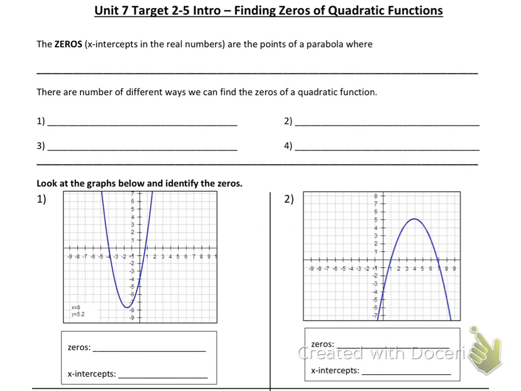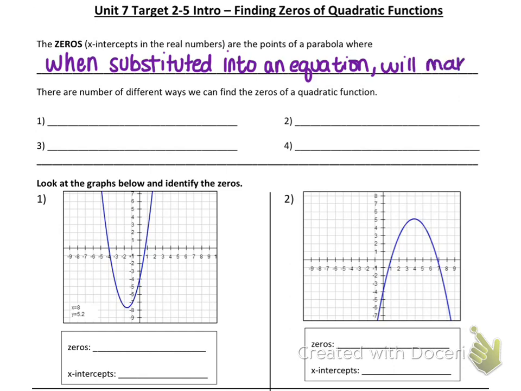So the zeros are the x-intercepts in the real number system. Those are the points on a parabola that, when substituted into an equation, will make f of x or y equal 0. So we know that the zeros are the x value that when you plug it into your equation, if you were to simplify, it would make your y equal 0.